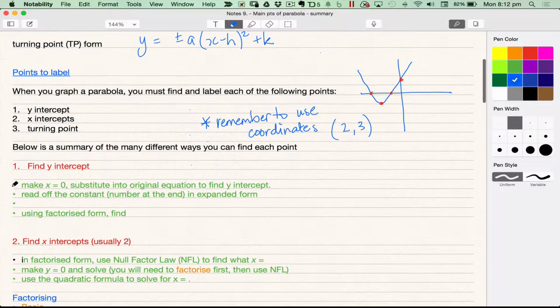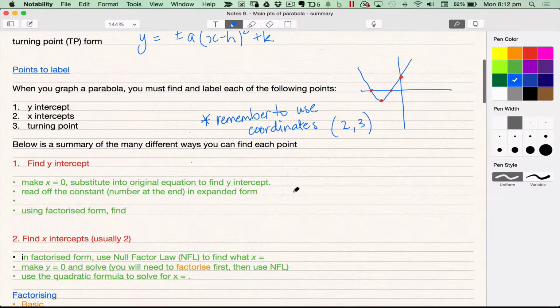Finding a y-intercept. The first way you can do it is by making x equals 0 and substituting, so everywhere you see x in the original equation, you put 0 in, and then you'll find your y-intercept. A second method is to just read off the constant, which is the number at the end, when your equation is in expanded form. So I'll just put expanded form out here again: ax squared plus bx plus c. So the plus c is your y-intercept.